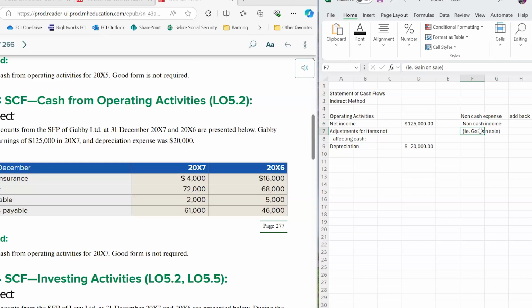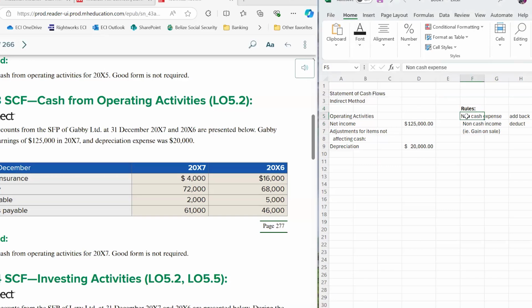Well, that gain itself isn't cash. The cash is what we actually received. And for the first part of the cash flow statement, we actually have to deduct any gains that are non-cash. So this is just general rules for the cash flow statement to start with. I'm just going to put that in bold.